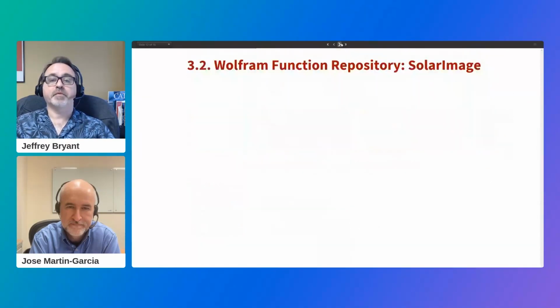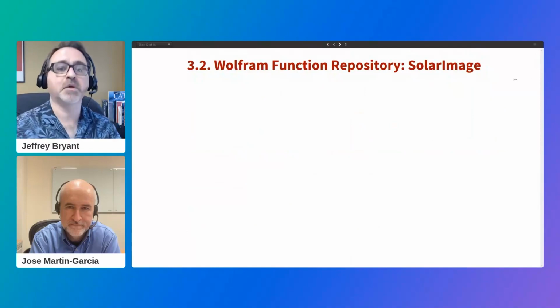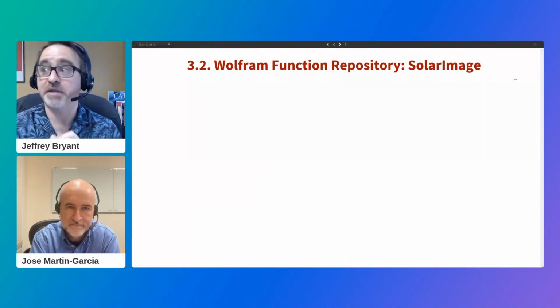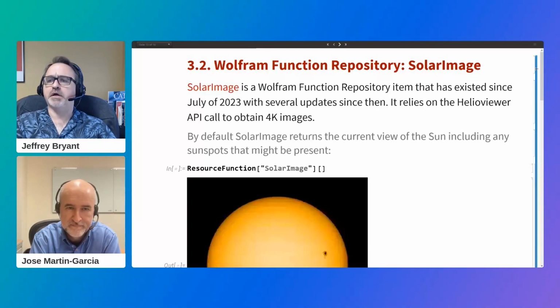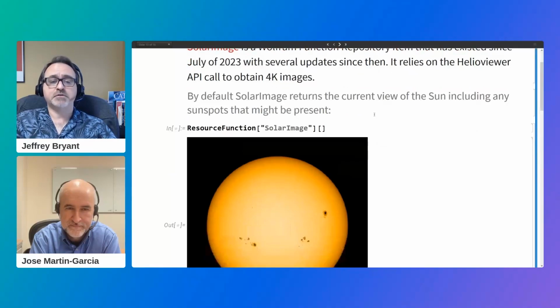Okay. Something else that I wanted to add on here, this is not built into the system, but it's something you can already use, and it's been quite useful here in the recent history. We've had a lot of solar activity going on. Since July of last year, we've had a lot of use of a new Wolfram Function Repository item called Solar Image. This ties into the Helio Viewer project, which provides an API for very recent NASA and European Space Agency solar imagery.